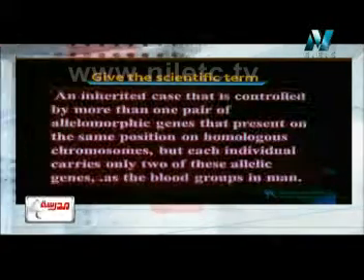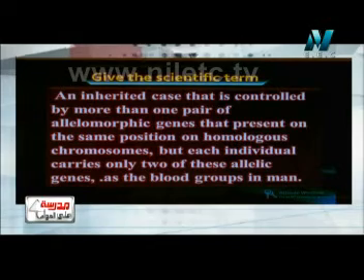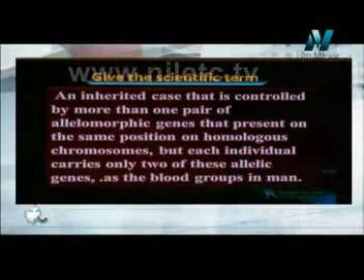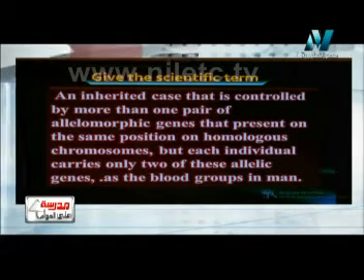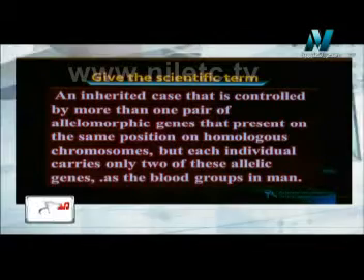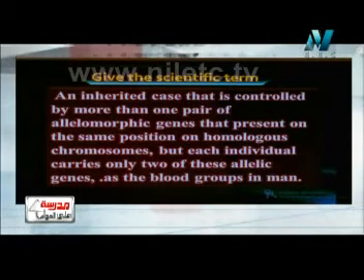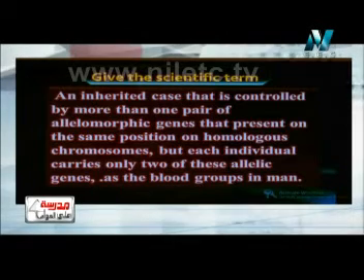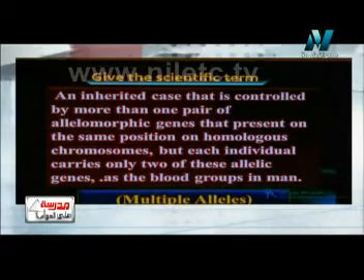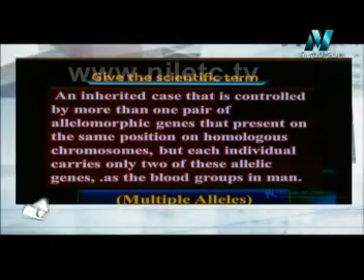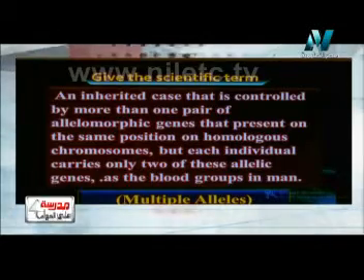The next question: an inherited case that's controlled by more than 1 pair of allelomorphic genes present on the same position on homologous chromosomes, but each individual carries only 2 of these alleles, as in the example of the human blood groups. This case is called multiple alleles. Multiple alleles means there is more than one pair of genes. Each individual has one pair only, and with the three genes in the blood groups A, B, and O, each individual carries two genes only.